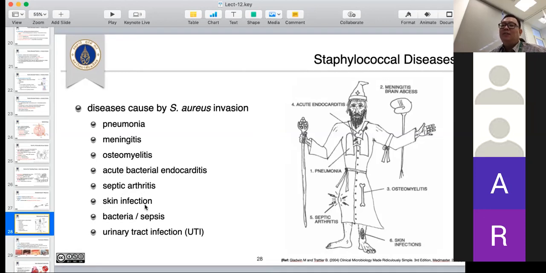Skin infection, this is very simple and very normal, okay? Bacteremia, sepsis. Sepsis means you get infected by bacteria inside the blood circulation. In Thai, you probably heard the term ติดเชื้อในกระแสโลหิต. That's sepsis. And if you get a urinary tract infection, particularly female, the bacteria might move up to the urinary bladder.